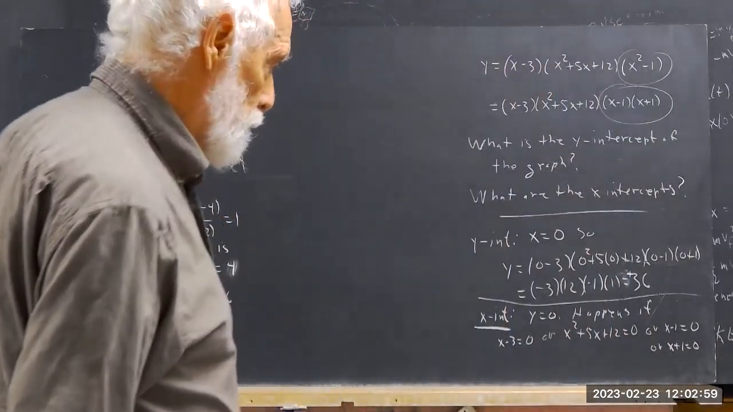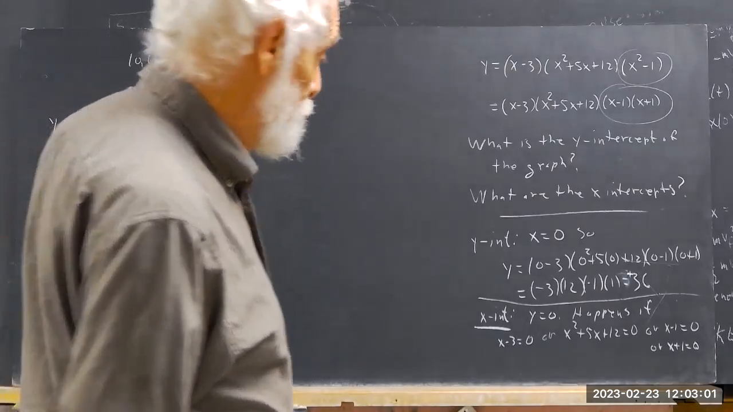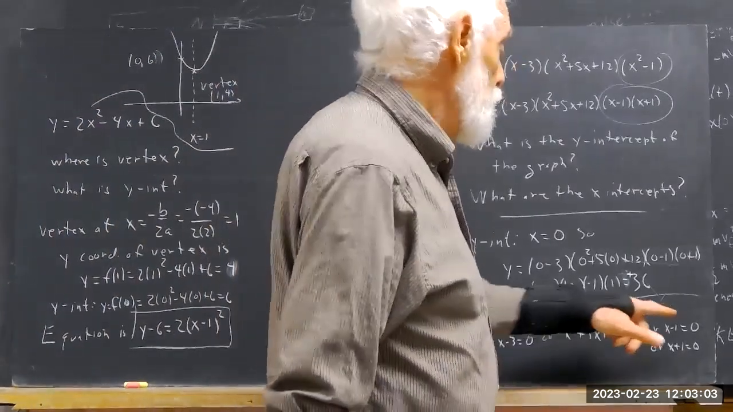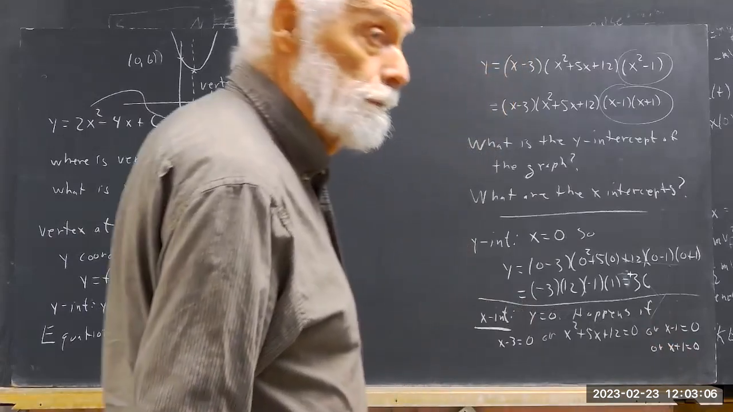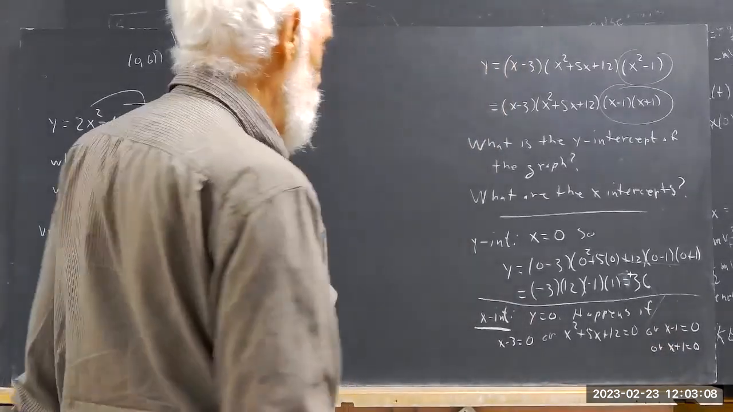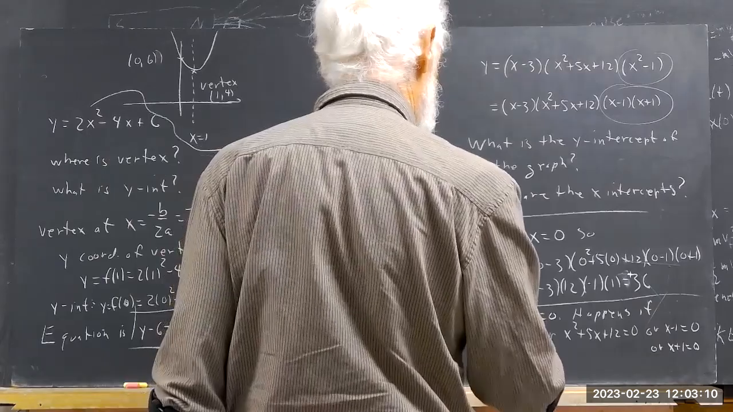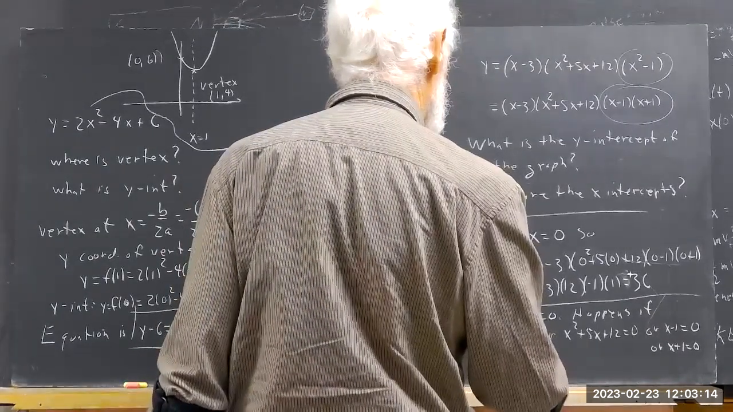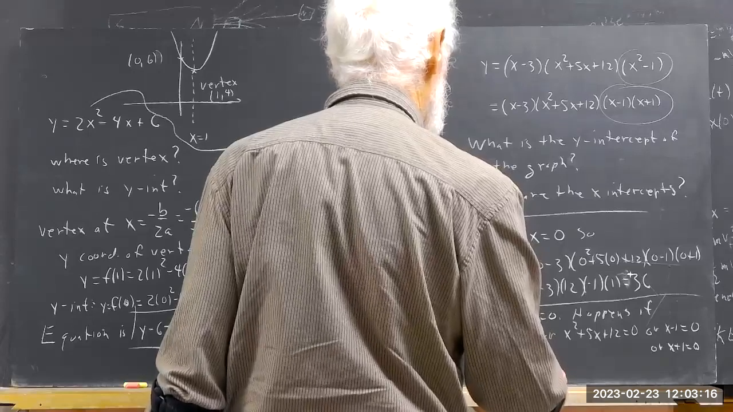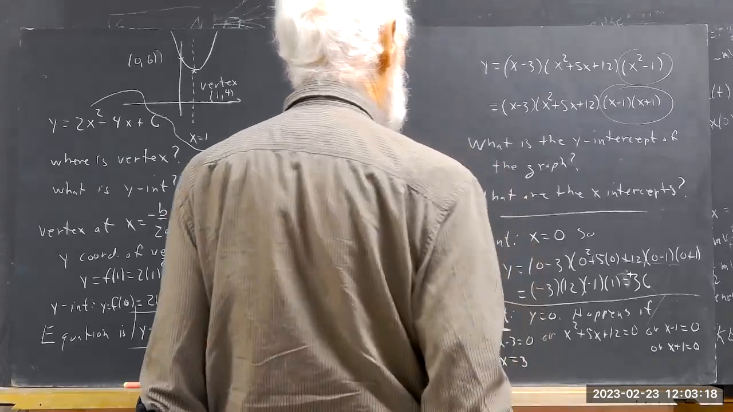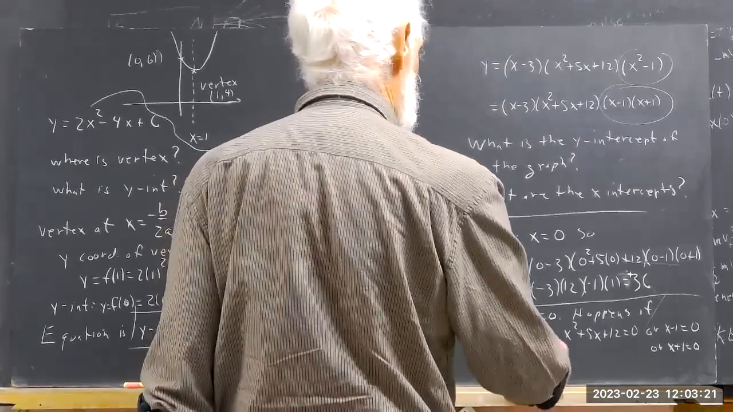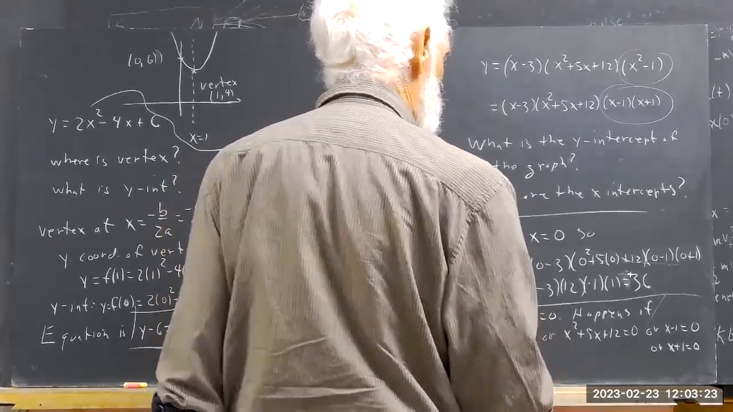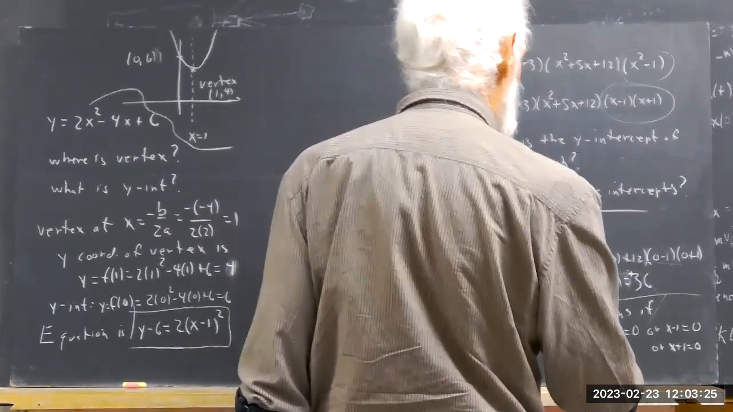Or x + 1 equals 0. This, or this, or this, or this is 0. Okay. Well, x - 3 equals 0 gives a solution, x equals 3. This is never 0.